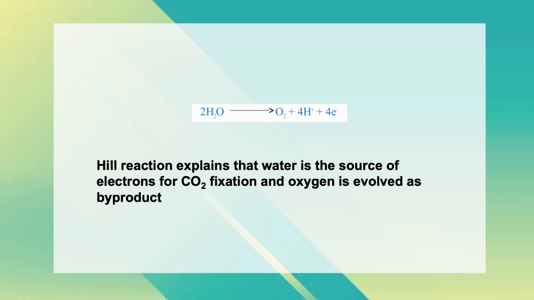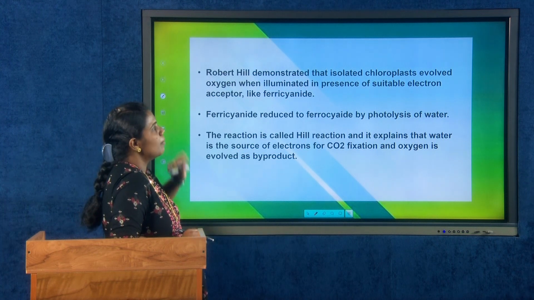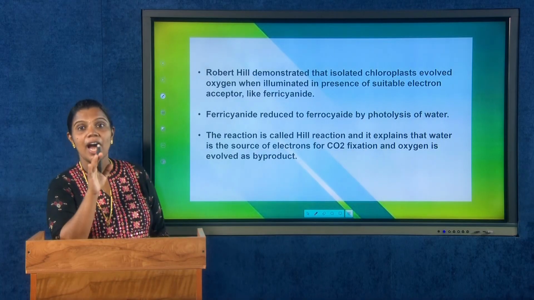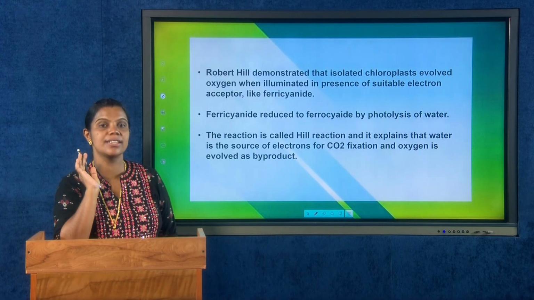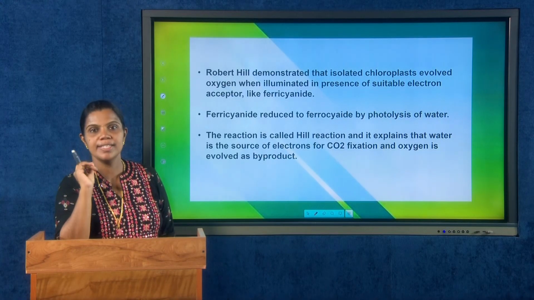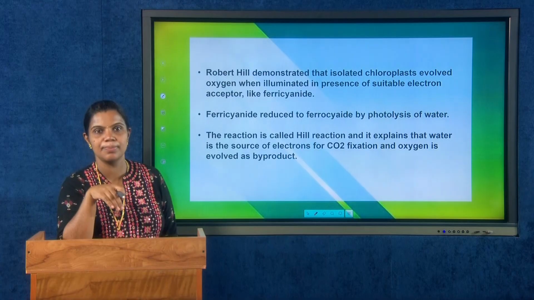We know that light reaction is also known as Hill reaction. So, what does it explain? It explains that water is the source of electrons for carbon dioxide fixation, and oxygen is evolved as the byproduct. So, what did Robert Hill demonstrate? That's why it is called Hill reaction. Robert Hill demonstrated that isolated chloroplasts evolved oxygen when illuminated in the presence of a suitable electron acceptor, like ferricyanide.